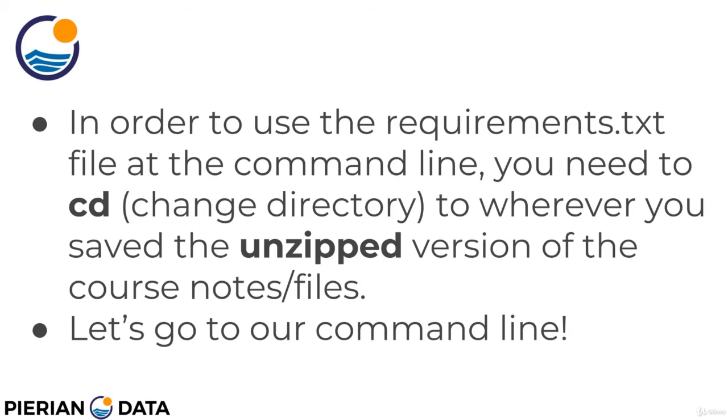In order to actually use that requirements.txt file at the command line, you're going to need to cd or change directory at your command line to wherever you saved the unzipped version of the course notes or files. So make sure you've already downloaded the unzipped version of the course notes files. Usually we provide them as a zip file. You'll download them, unzip, and then there should be a requirements.txt file in that actual folder that was unzipped. So let's go to our command line, find that requirements.txt file, and show you how you can create a virtual environment and then easily pip install all the libraries required for the course.